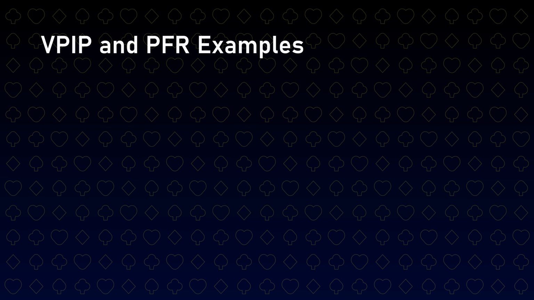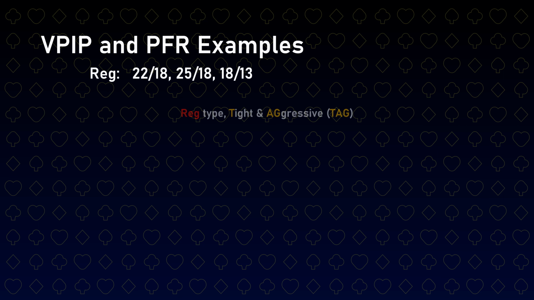We just discussed that a good reg stat line would look something like this. There will be a low VPIP with a high relative PFR, meaning they are playing tight and aggressive, or tag. These are some of the hardest players to play against and is what we should be aiming for.